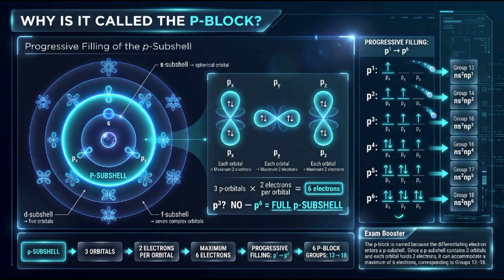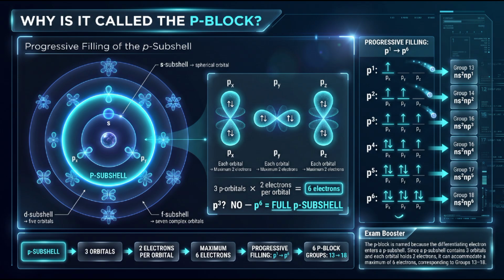One important point is that the p-subshell does not begin filling immediately after the s-subshell of the same principal energy level in the first period. The first energy level contains only the one s orbital, so the first period contains hydrogen and helium but no p-block elements. The p-subshell begins from the second energy level. Therefore, the first actual p-block elements appear in the second period, beginning with boron in group 13 and ending with neon in group 18.